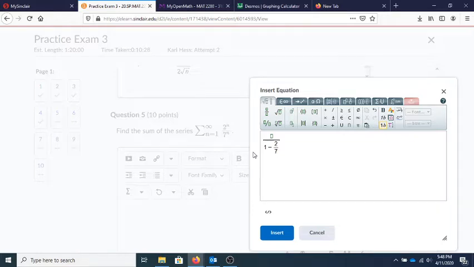But keep in mind, a is always the first term. So if you're not sure, think about what the first term would be. What's screwy about this one is that n starts at 1, not at 0. If n started at 0, the first term would be 1, and that would be our a. But since n starts at 1, our first term is actually 2/7, and that's our a value. A is always the first term. You can keep that in mind. That helps me keep it straight.